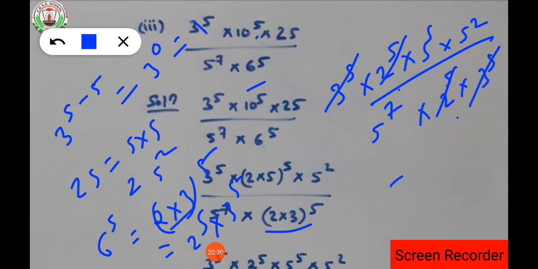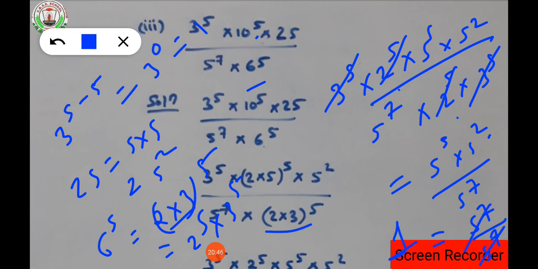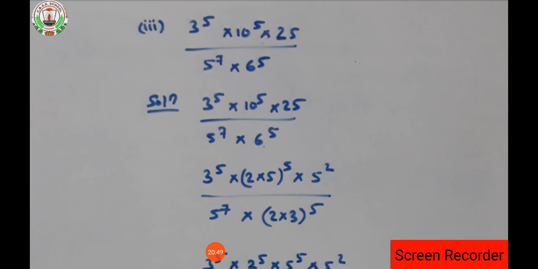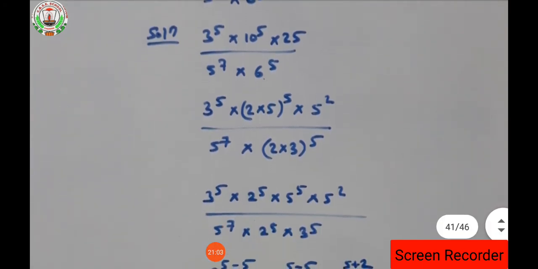Okay, now what are we again having? 5 to the power 5 into 5 to the power 2 upon 5 to the power 7. Using here again the laws of exponent, in the numerator it will become 5 to the power 7 upon 5 to the power 7. So again it will get cancelled. So what is the required answer we will get? That is 1. So have you understood how to solve? So students, whatever number is not in the form of a power, try to make it in the form of a power. Then only the question will become easy to solve. Clear? So here are the solutions.